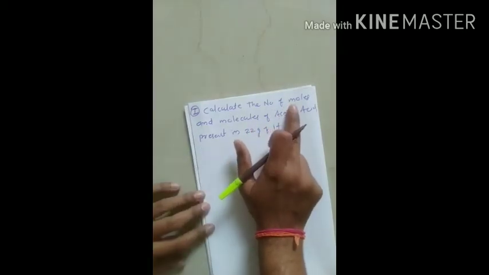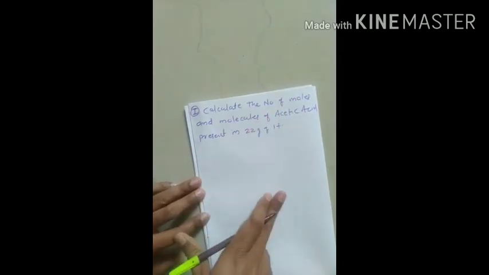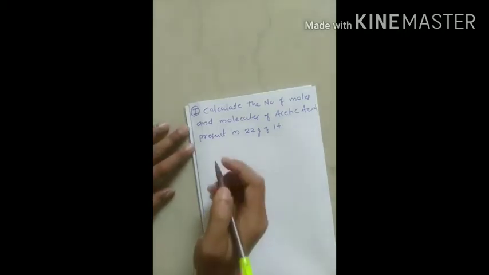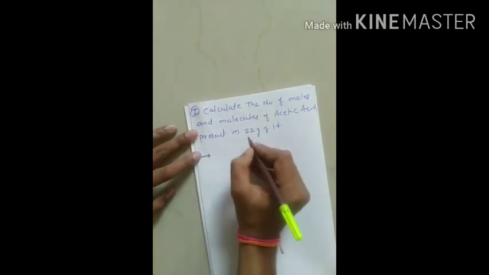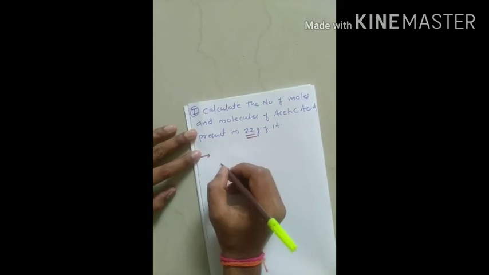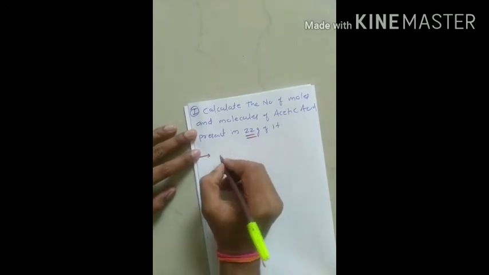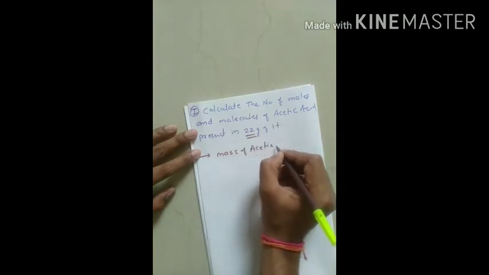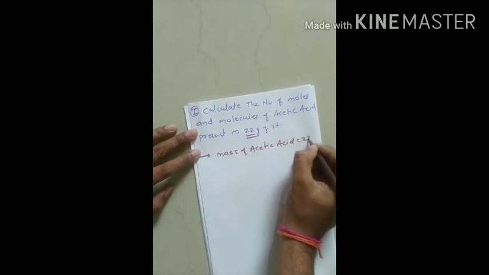Okay, so for knowing the number of moles, we must know the formula first. The formula is like this: number of moles equals mass of that particular substance divided by molar mass. Hence we can say the first step is to calculate the molar mass, and molar mass can be calculated by calculating the molecular mass. So here, the mass of acetic acid is given in grams, it is 22 gram, isn't it? So I'm writing here: mass of acetic acid is given as 22 gram.